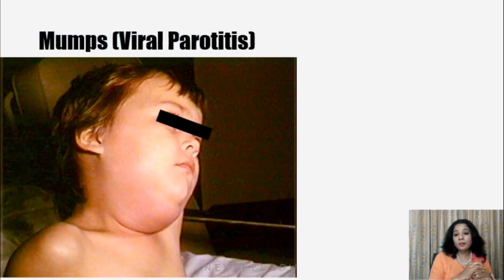So the MMR vaccine is for mumps, measles and rubella. If the infection causes a severe swelling, as you can see in mumps, it results in a physiological lockjaw, where the child won't be able to open the mouth because of severe pain. So viral parotitis causes very severe pain resulting in physiological lockjaw.